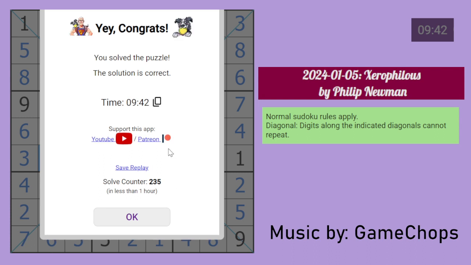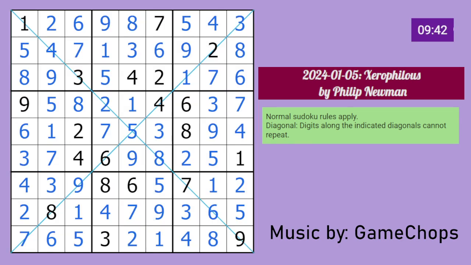That was cool. A bit under 10 minutes. I think this was a bit slow. At the very beginning section, I wasn't able to spot a lot of the key things I had to do. But nonetheless, I did solve it.